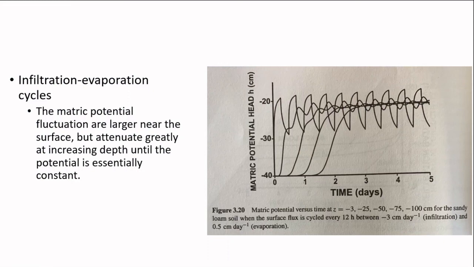I think we're going to see the same thing if we look at the temperature fluctuation at the deeper soil. Less fluctuation at the deeper soil. So if you go deeper, you can more or less get the average temperature, the average soil moisture content, things like that. So this is an infiltration evaporation cycle. The matric potential fluctuates larger near the surface, but attenuates greatly. Attenuate means reduce greatly, at increasing depth until the potential is essentially constant at deeper depth. Okay, that's what it shows.